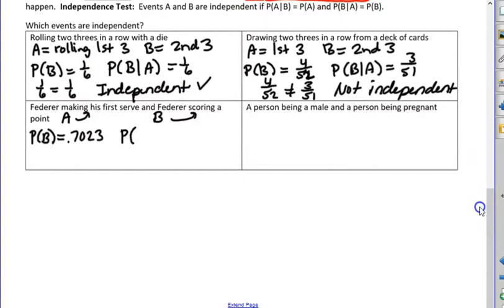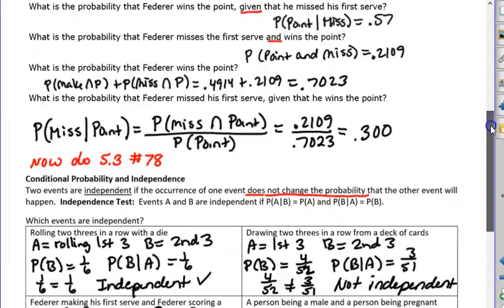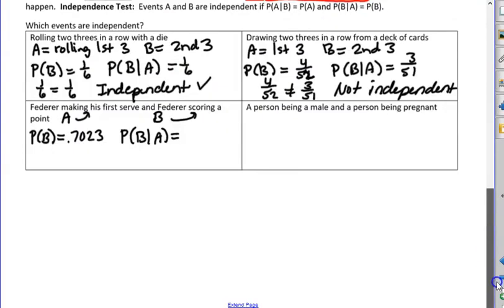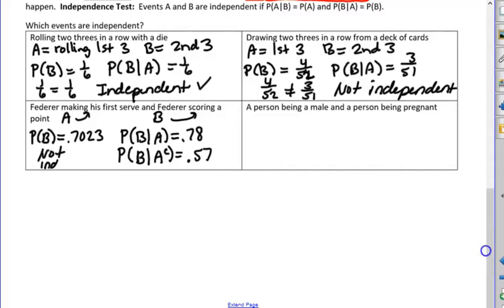What is the probability that he scores a point given that he makes his first serve? Well, that's different. The probability that he scores a point given that he makes his first serve is 0.78. We can also look at the probability that he scores a point given that he does not make his first serve, which is 0.57. Notice none of these are equal to each other, so the events making his first serve and Federer scoring a point are not independent.